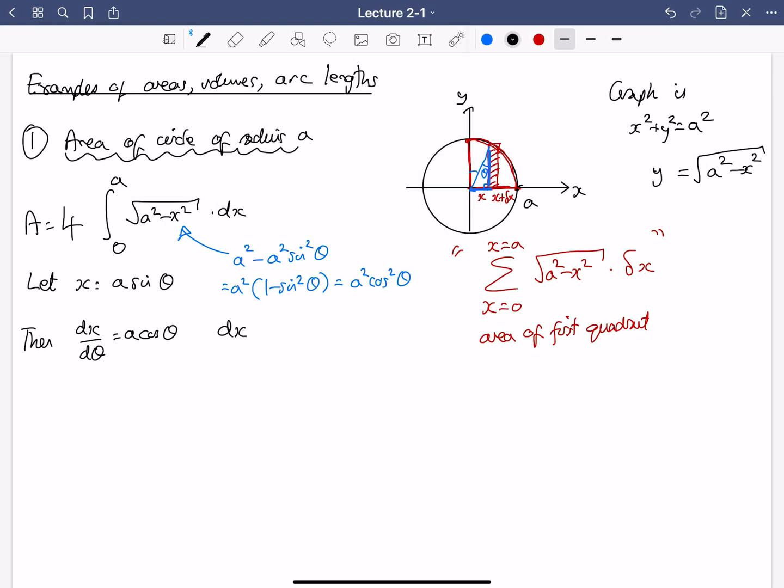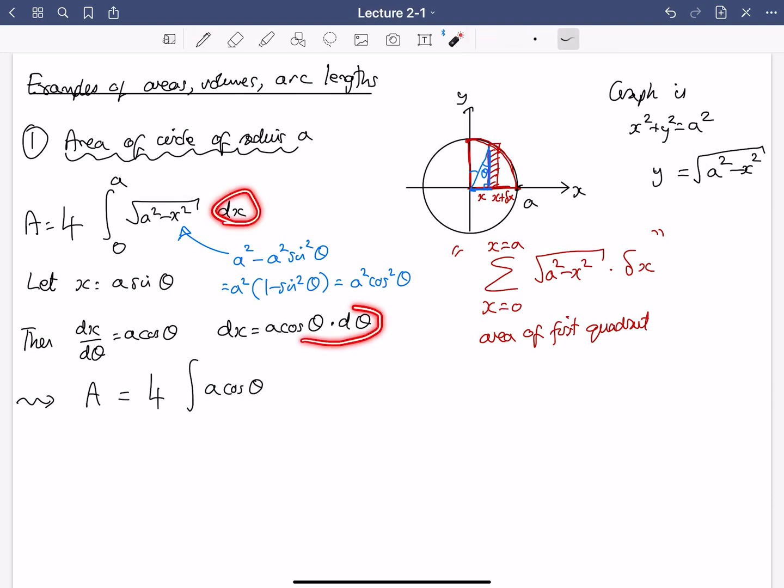So the little mnemonic when you're doing this substitution is you just keep in mind that we're going to replace the dx in that formula by a cos theta d theta. And so when we make that substitution, the integral we're trying to calculate becomes, so the root a squared minus x squared becomes root a squared cos squared theta, which is a cos theta, and then the dx needs to be replaced by a cos theta d theta.